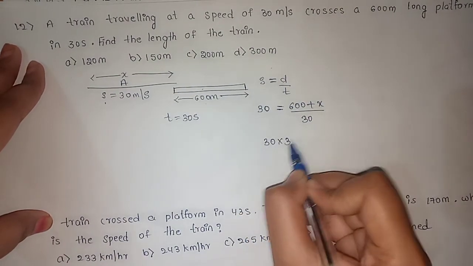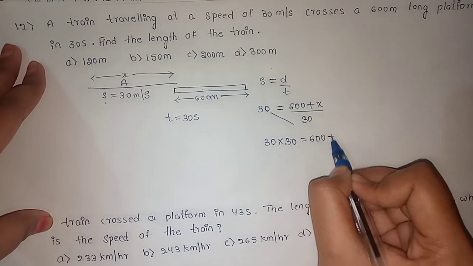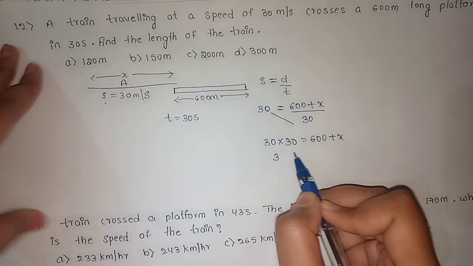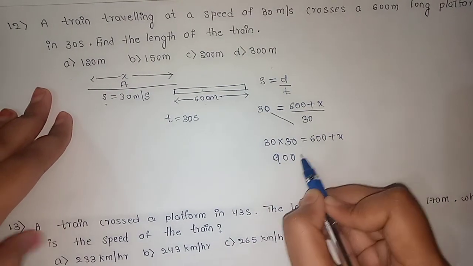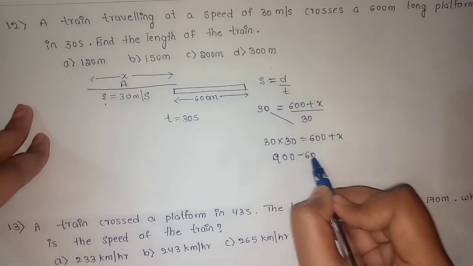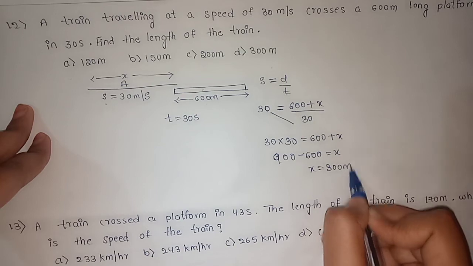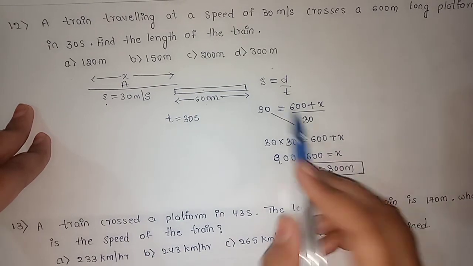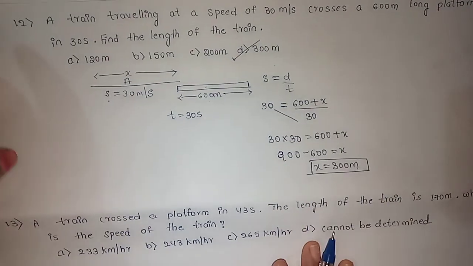30 into 30, cross multiply, then 600 plus x. When you multiply 30 into 30, you will get 900. Then 900 minus 600 gives x. x is 300 meter. So the length of the train is 300 meter, option D.